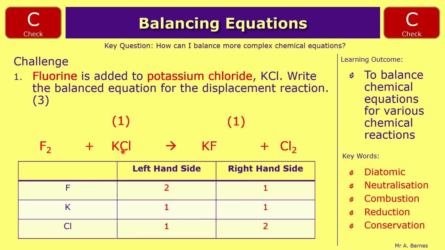Then choose one to balance. It doesn't matter which one you go with first. I've gone with the potassium chloride, so by doubling that I've got 2 of each on this side. My chlorine's now balanced, however my potassium and my fluorine isn't, so all I need to do is add a 2 there, and that balances everything. And that gets me my third mark for my balanced equation.